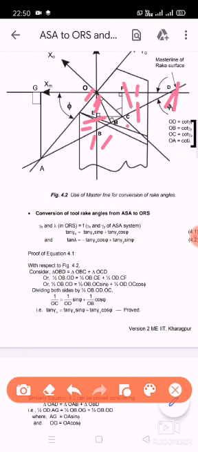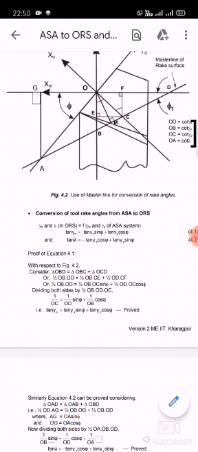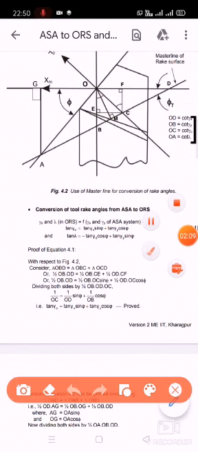Same, what will be the area of the OBC? Half into OB into CE. Plus what will be the area of OCD? Half into OD into CF. You can solve from this diagram. Now next line, in this line you can see half of OB into OC sin phi.